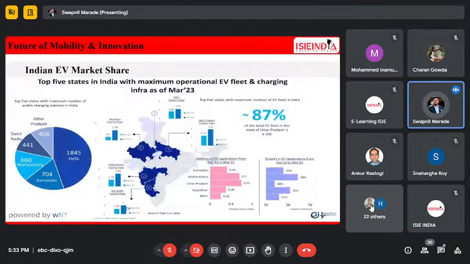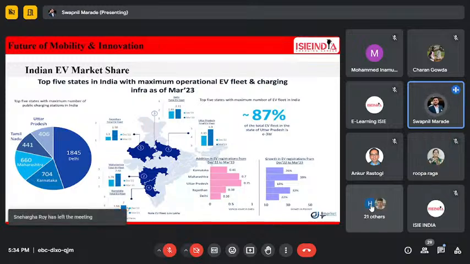Now we learn about the Indian EV market shares, like the top few states in India with the maximum operational EV speed in charging infra as of March 2023. Top few states with the maximum number of public charging stations: the first is Delhi, Karnataka, Maharashtra, Tamil Nadu, and Uttar Pradesh are the top states where public charging stations are installed. So we can see that charging infrastructure is slowly developing.